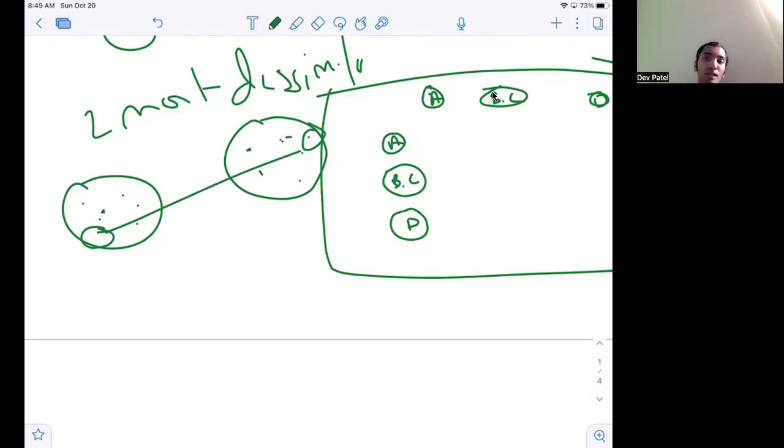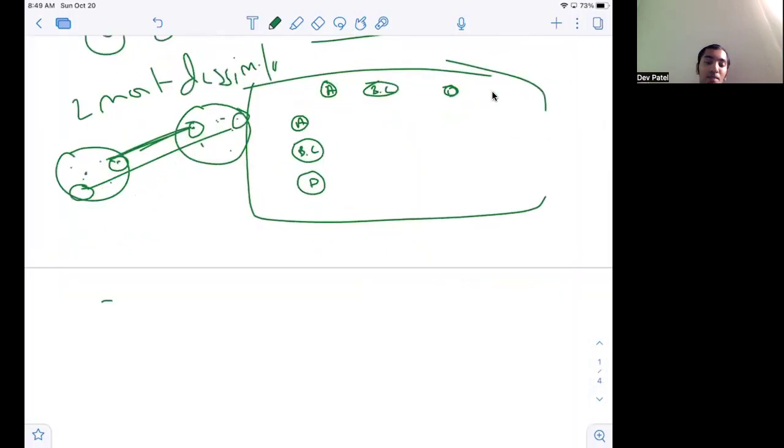If we're using single linkage, we're going to be looking at the points with the smallest distance. So we're going to look at this point and this point, see what the distance is here, and that's going to be your dissimilarity. Depending on the type of linkage, your dissimilarity matrix will be different. Typically, complete linkage and single linkage are used, and which linkage option you use depends on the types of clusters that you want to identify.